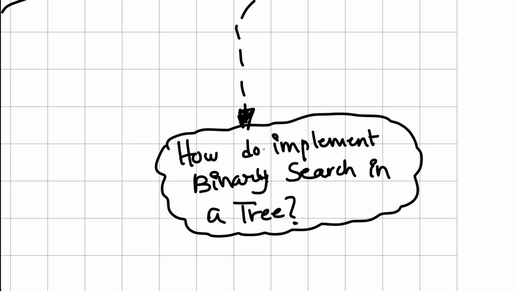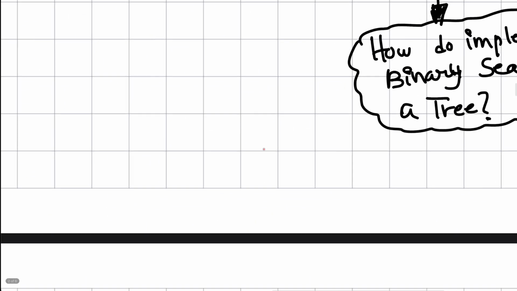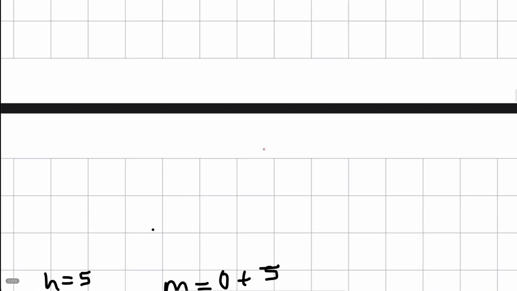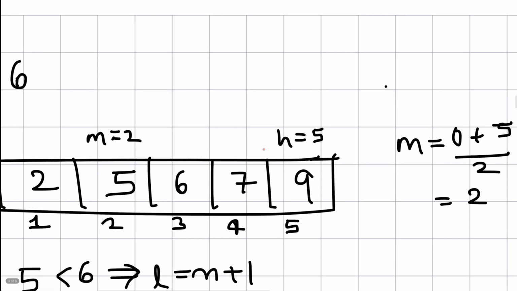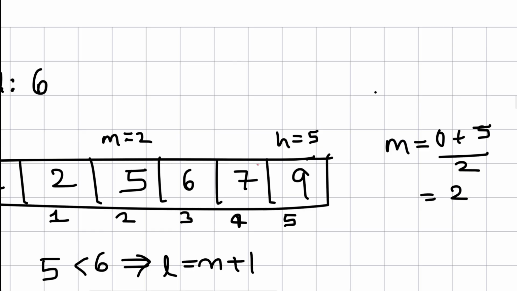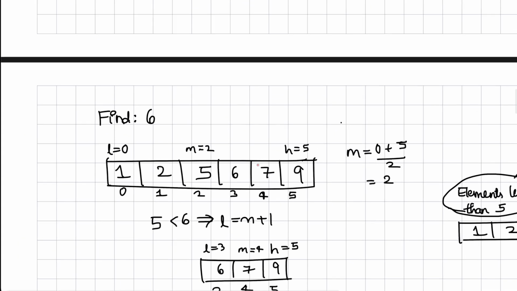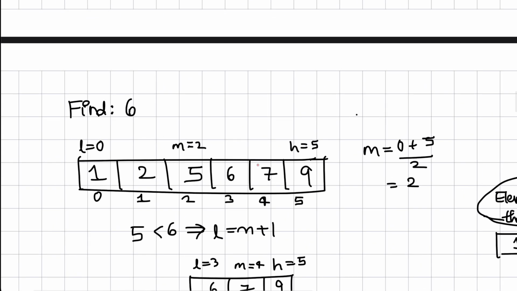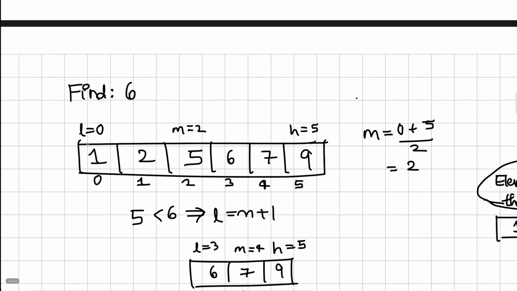To understand it very clearly, we'll get down to the basics and look at binary search and how it's implemented. Let's consider this sorted array 1 2 5 6 7 9, which I think we have been observing for a long time. Let's find 6 in this array. We'll keep low at 0 and high at 5.